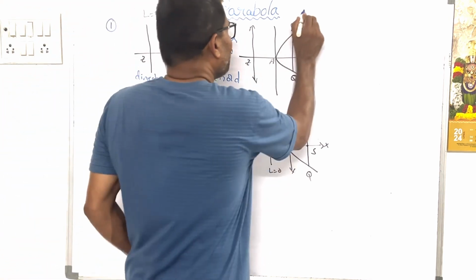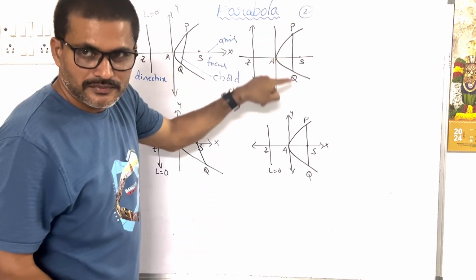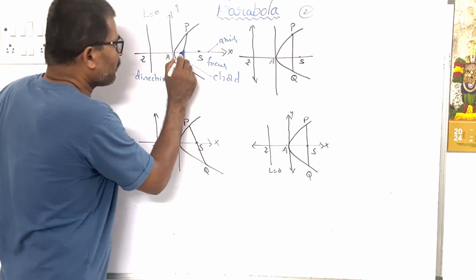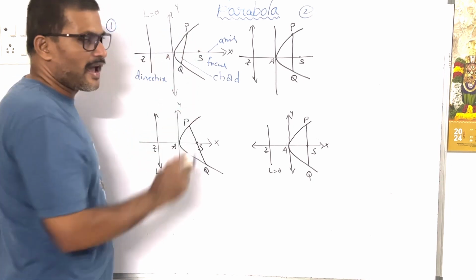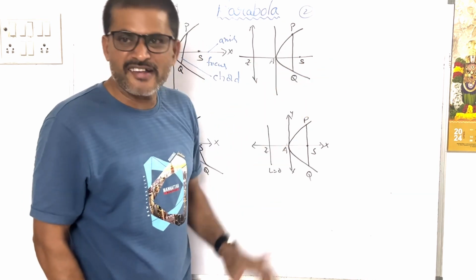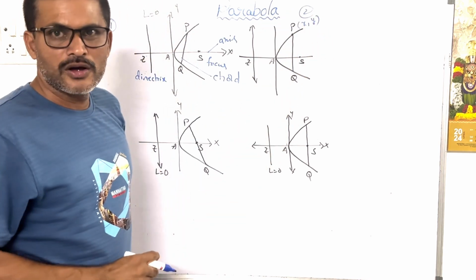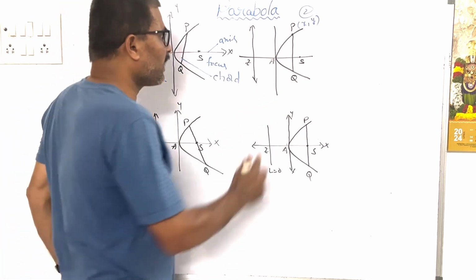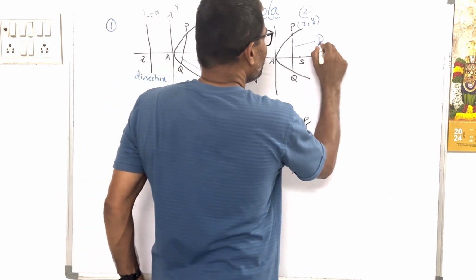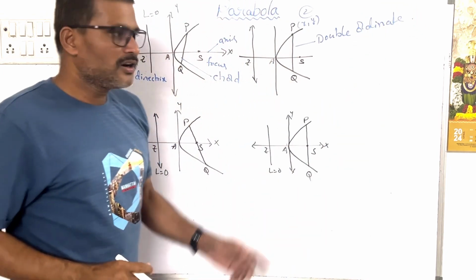Similarly, in the second diagram we observe this is the chord, as already told in the first diagram. Here this chord is not perpendicular to the axis, but here the chord is always perpendicular to the axis and also passing through the variable point (x, y). So this type of chord, perpendicular to the axis, is called a double-ordinate. So this is the double-ordinate.